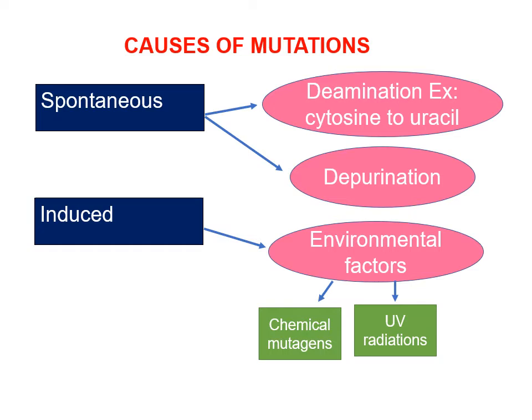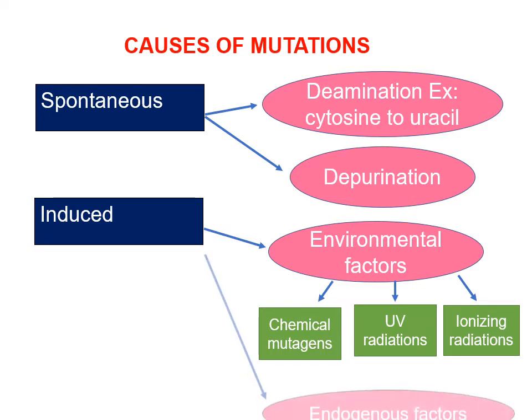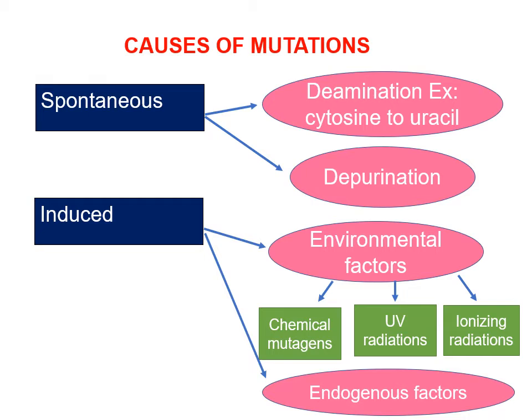Now again, these damages can be repaired. For example, the thymine dimers are repaired by the nucleotide excision repair mechanisms. But if it does not get repaired, then it results in the mutations. That is a permanent damage to the DNA. Ionizing radiations can cause gross damages to the DNA, that is, they can cause single strand or double strand DNA breaks, etc.